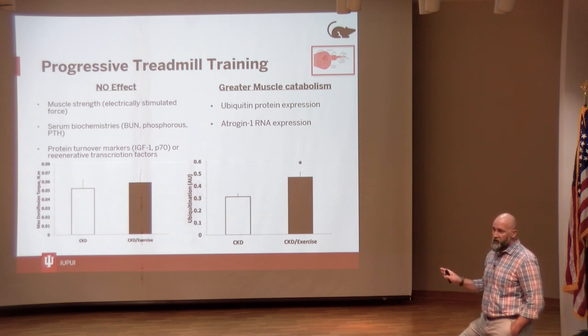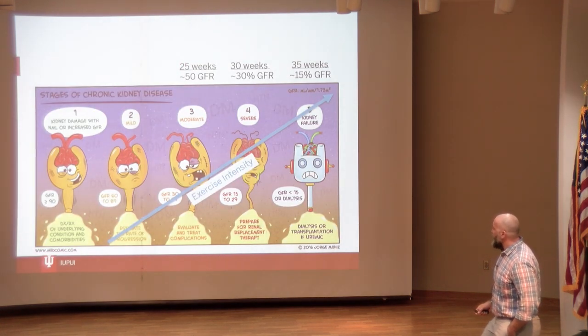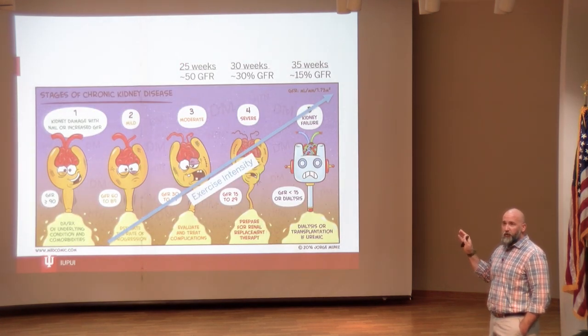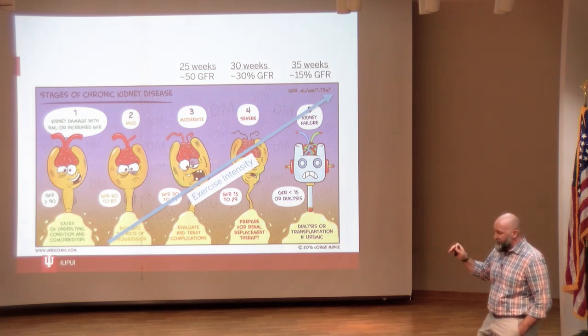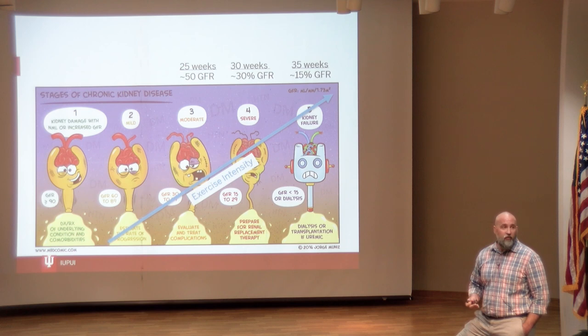We weren't able to get cross-sectional area in this study. It didn't change any of the CKD-MBD. So for the first exercise study, it was a little bit deflating, but we kind of moved on, right? One thing to consider is we're talking about disease progression, and so we are progressing the intensity of the exercise as people are getting sicker. That didn't seem like a very good idea.